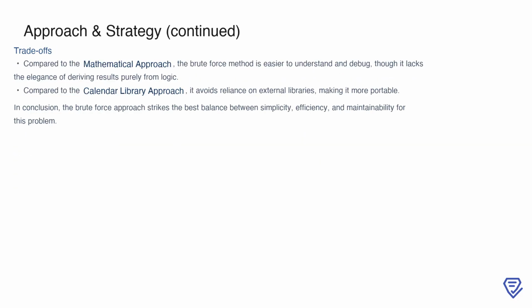While the brute force method is straightforward and easy to debug, it doesn't have the elegance of deriving results purely from mathematical logic, as seen in the mathematical approach. On the other hand, compared to the calendar library method, it avoids reliance on external tools, making it more portable and adaptable to different environments. In conclusion, the brute force approach strikes the best balance between simplicity, efficiency, and maintainability for this problem. It addresses all requirements effectively while minimizing complexity, making it a practical and reliable choice.